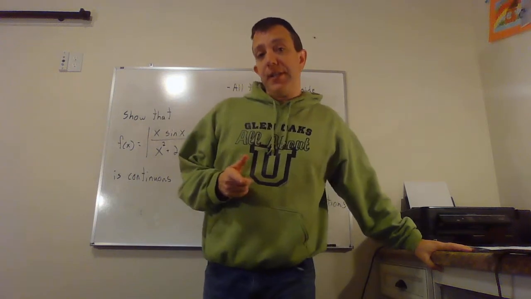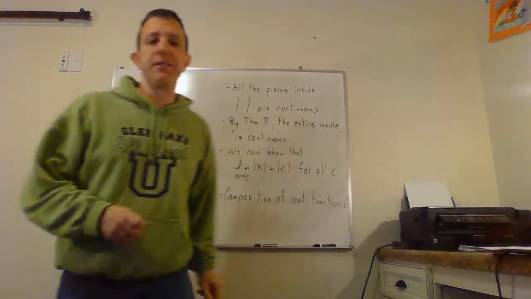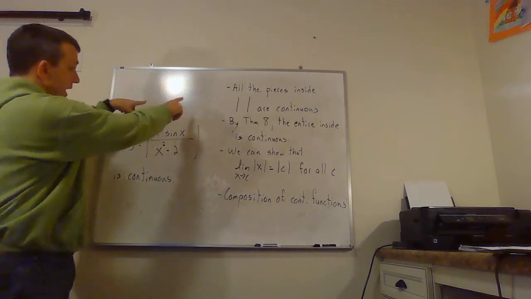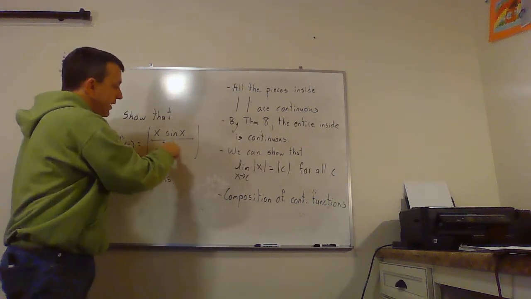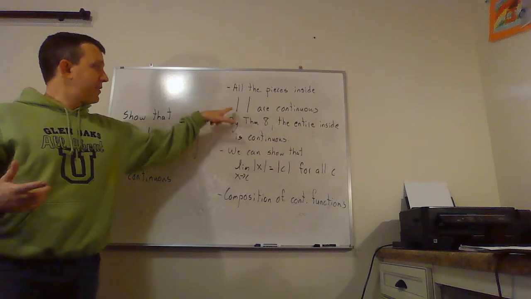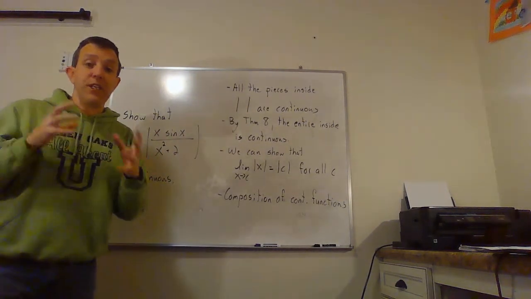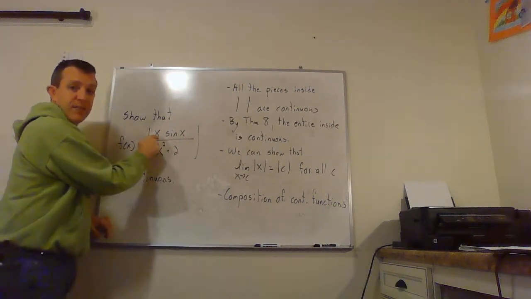But here's the thing. It's really not that bad. Let's take a look at why it's not that bad. First, ignore the absolute value. All of those different pieces inside the absolute value are each continuous. x by itself is continuous.